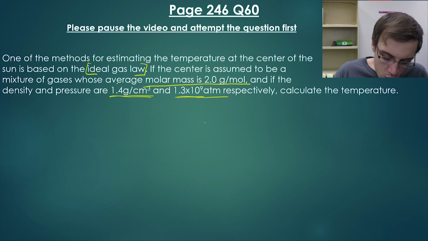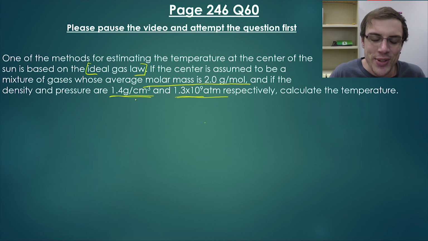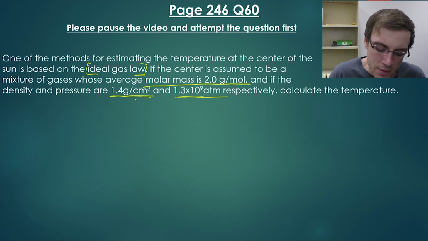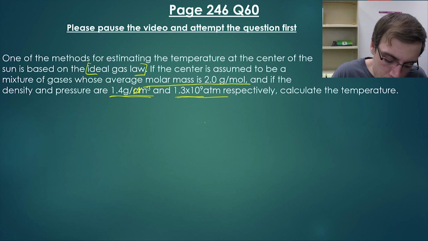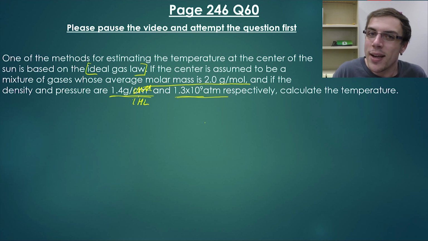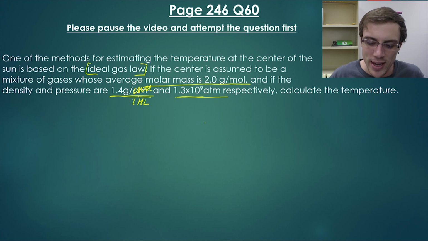So, what we can do is, don't be confused about centimeters cubed. They just do that to try and get a little bit of panic out of you. Centimeters cubed is the exact same as 1 milliliter. So it's grams per mil. So if you're familiar with those units, that's okay.